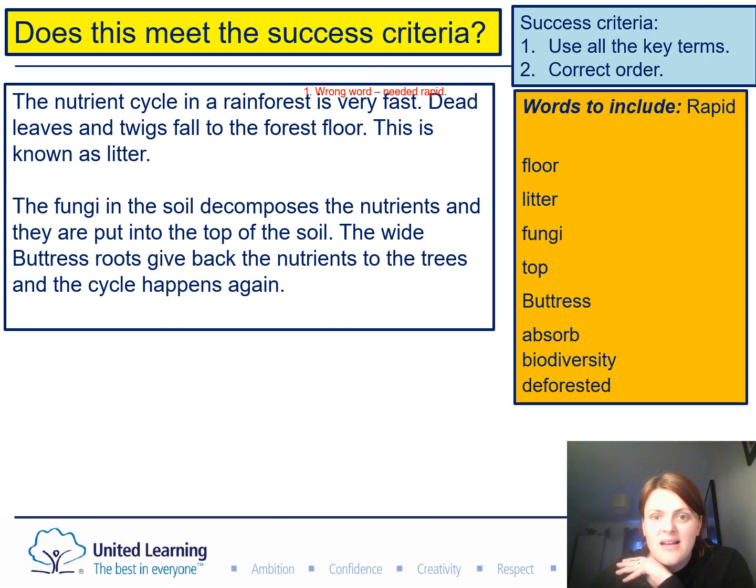Okay, so it's not the right word used in the first sentence there. The word they should have used was rapid. Dead leaves and twigs fall to the forest floor. This is known as litter. Yes, you've used the key word there, and another key word. Second paragraph, they've used the key word there, and another key word for buttress. But they've used the wrong word there. They needed to write absorbed instead of give back.